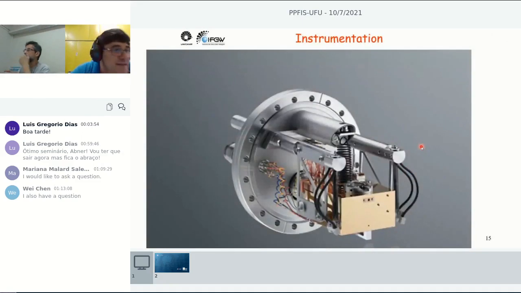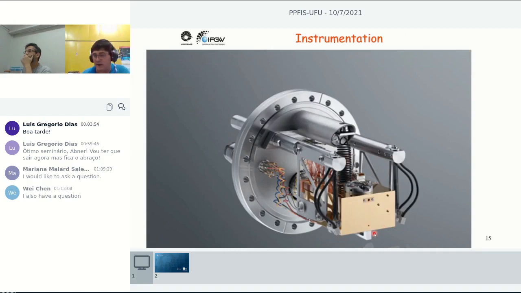So this is the instrument we are using. This is the microscope itself. It's quite small, like this block is the size of my hand. It is a block that is suspended by a spring. Basically, we have a harmonic oscillator here, and the idea is to decouple from the mechanical vibrations that come from the ground and so on.